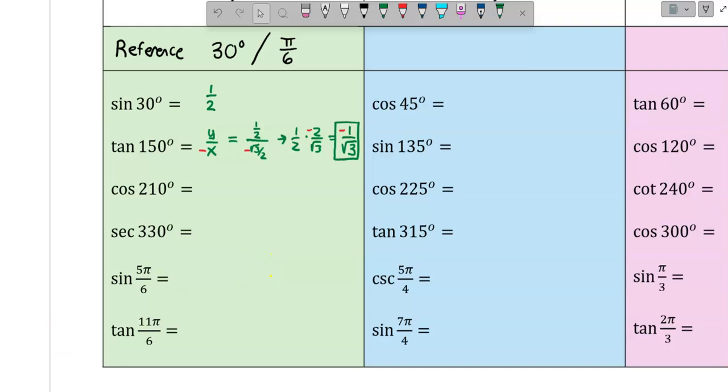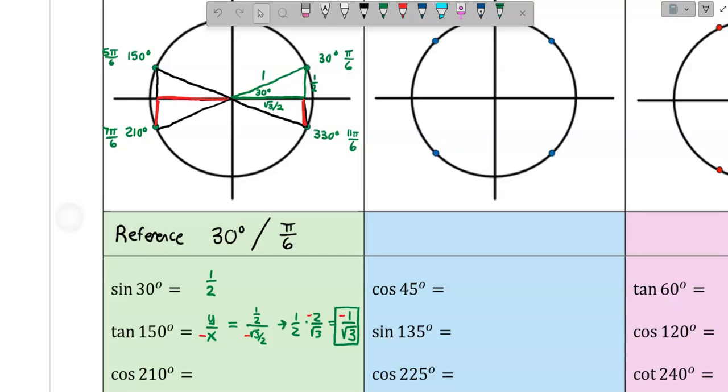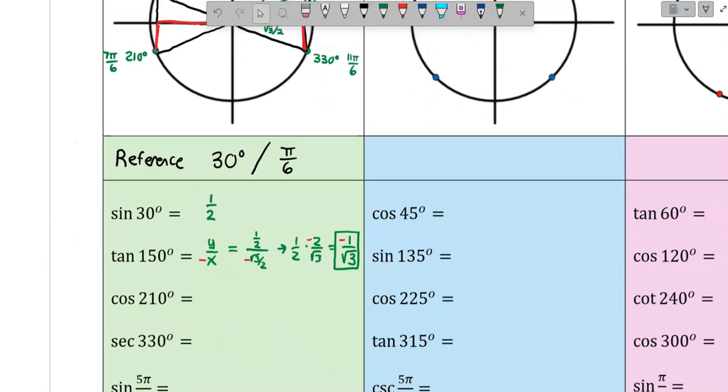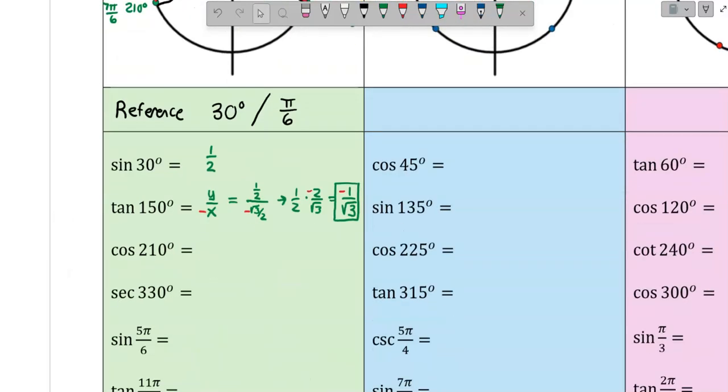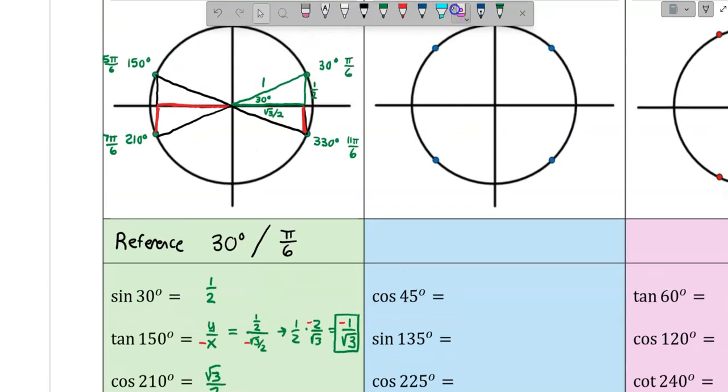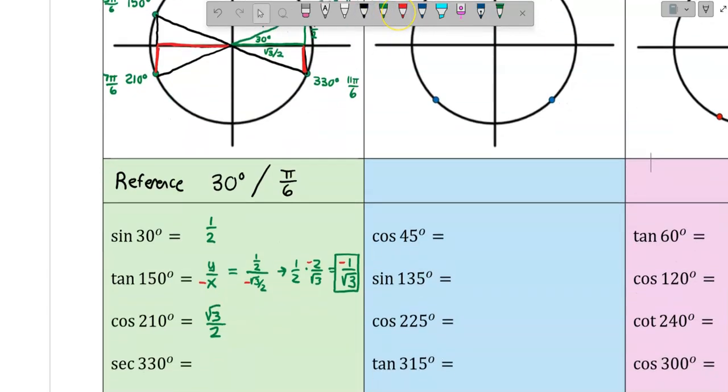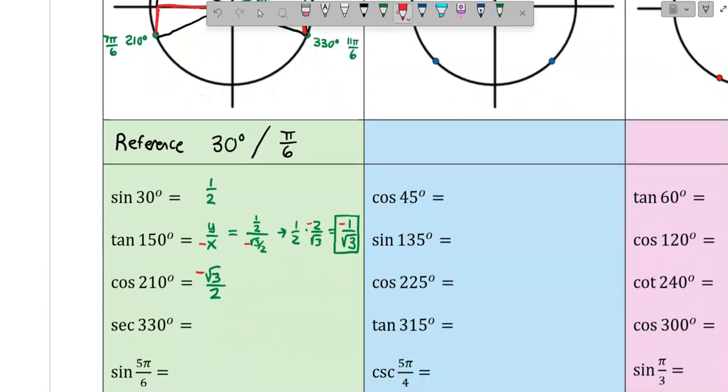Now, if you're having trouble with that, let's take a look. Cosine of 210, so cosine is just going to be equal to the x value, which we know that the x value in all of these is going to be √3/2. But since the x value is negative, we need to make sure that we give a negative sign to that. So it's negative √3/2.